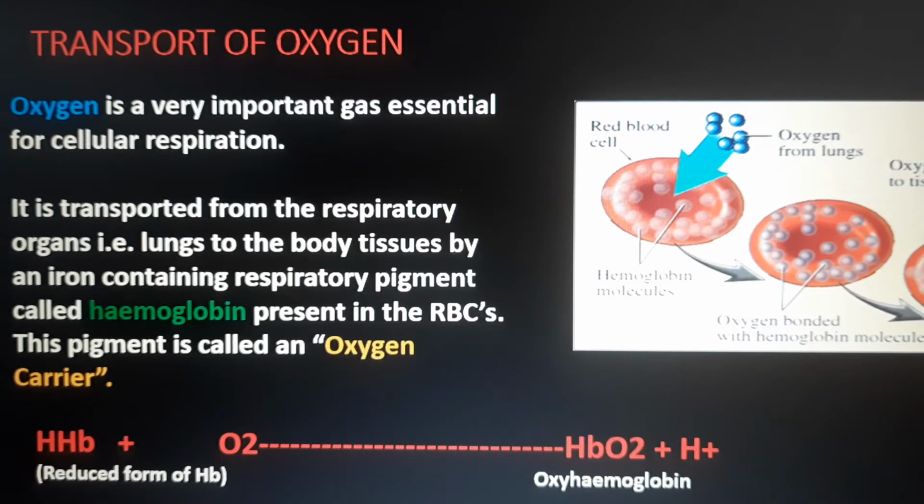Let us start with the transportation of oxygen. Oxygen is a very important gas essential for cellular respiration. It is transported from the respiratory organs, that is lungs, to the body tissue by an iron containing respiratory pigment called hemoglobin present in the RBCs. This pigment is called an oxygen carrier. When one, two, or three oxygen molecules are bound, it is said to be partially saturated.